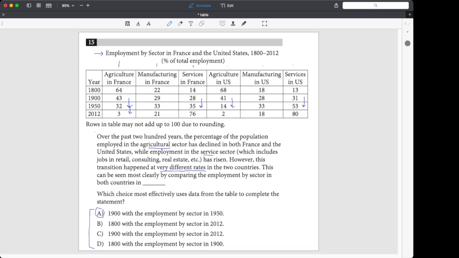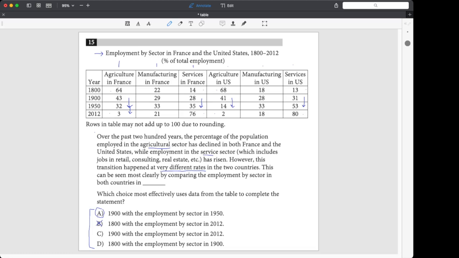So let's look at 1800 versus 2012 in those things. So 1800 in France, it goes from 64 to 3 in 2012. But look at the US, it goes from 68 to 2. So it's like the same thing. At that point, I'm like, no, B is clearly wrong. They're almost exactly the same kind of magnitude. And we can see the same thing if we looked at services in 1800. Services in the US in 1800 versus 2012, they went from 13 to 80. Both countries, big increase in services, B clearly way off.